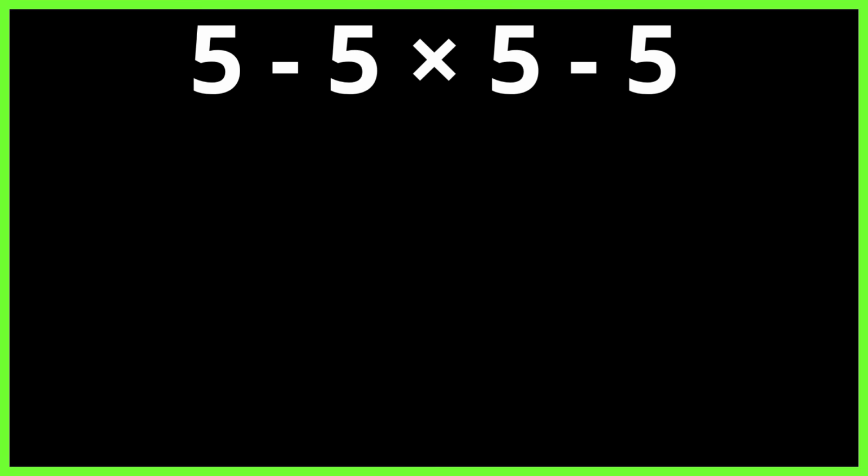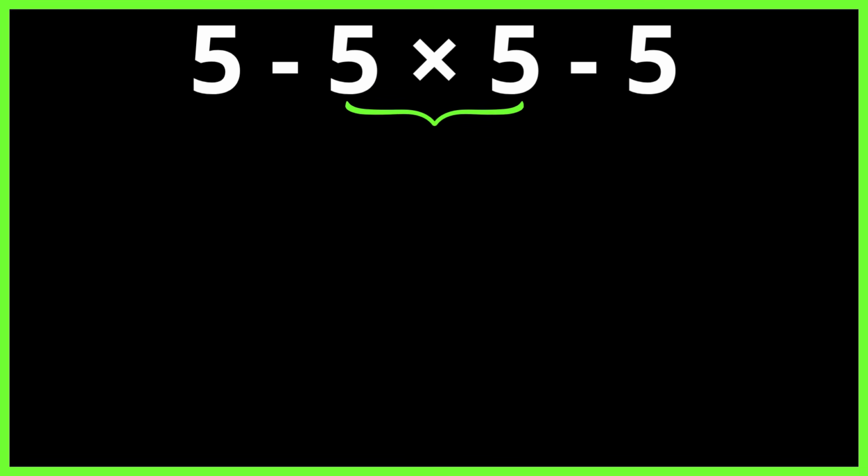5 minus 5 multiplied by 5 minus 5. According to PEMDAS, we must look for parentheses or exponents first, but since we have none, we move to multiplication. In this expression, there are 2 subtractions and 1 multiplication. According to PEMDAS, multiplication has a higher priority than subtraction, so we first perform the multiplication in the middle.